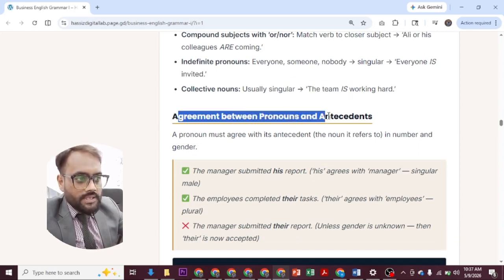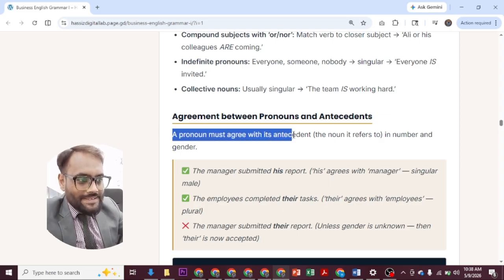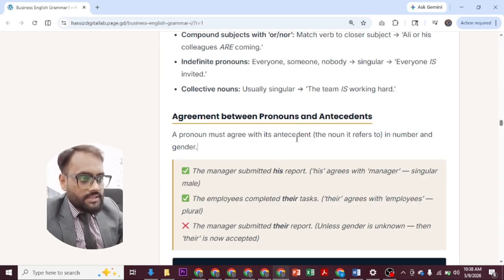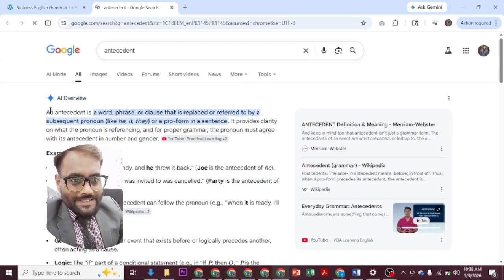Agreement between pronouns and antecedents. A pronoun must agree with its antecedent, the noun it refers to, in number and gender. Let's see the meaning of antecedent on Google. An antecedent is a word, phrase or clause that is replaced or referred to by a subsequent pronoun like he, it, they.